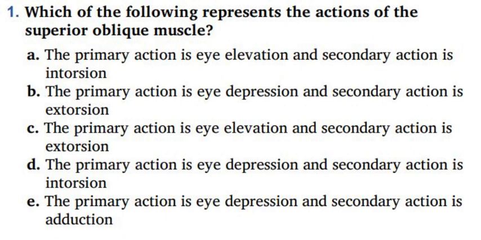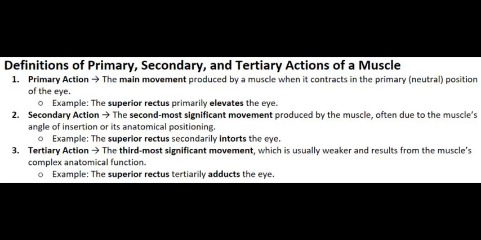All right, that's fine. So first things first, let's start with the question. The question says, which of the following represents the actions of the superior oblique muscle? So let's start with the definition of primary, secondary, and tertiary action of a muscle. When you say the primary action of a muscle, basically we mean the main movement that is produced by the muscle when the eye is in its neutral position. So, for example, if you're looking straight ahead, when the muscle contracts, what is the main movement that is produced by that muscle?